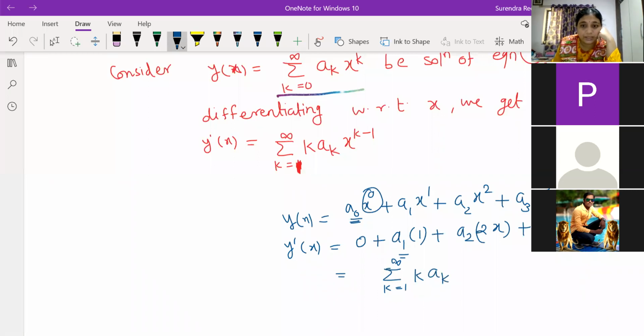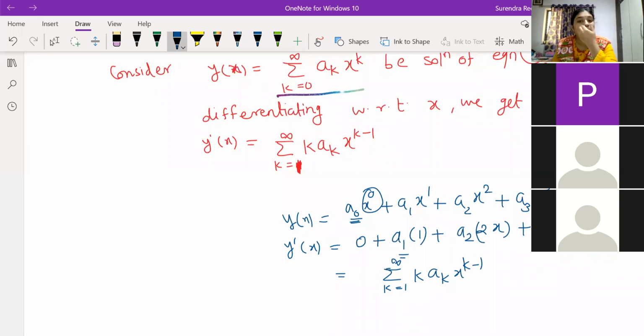Summation of k a_k x raised to k minus 1. That is my y dash of x. Is that okay? Yes, ma'am. So here k is equal to 1. I will erase this now.